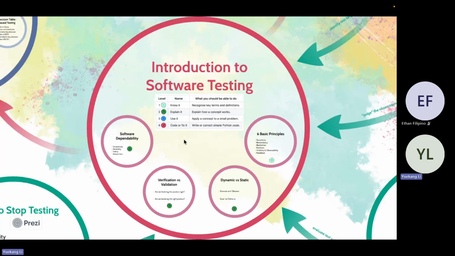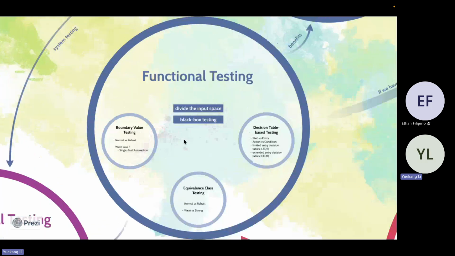So that's all for the introduction to software testing. And then we started to learn some functional testing or black box testing techniques. For functional testing, because we are treating the target software as a black box, we don't have knowledge about what's happening inside the software. What we can only do is control the inputs, right?